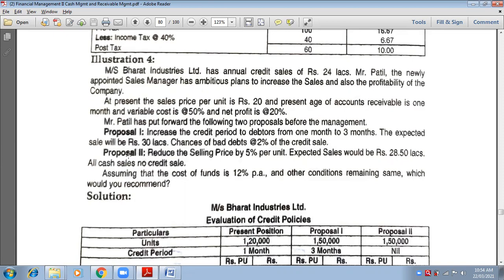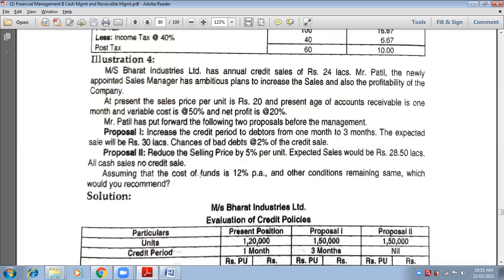All the cash sales, no credit sales. In option number 2, assuming that the cost of the funds is 12%, but cost of the funds means opportunity cost. Cost of the funds means funds are applied in the first option, the second option, the second opportunity, is forgone, so we cannot earn from the second opportunity.